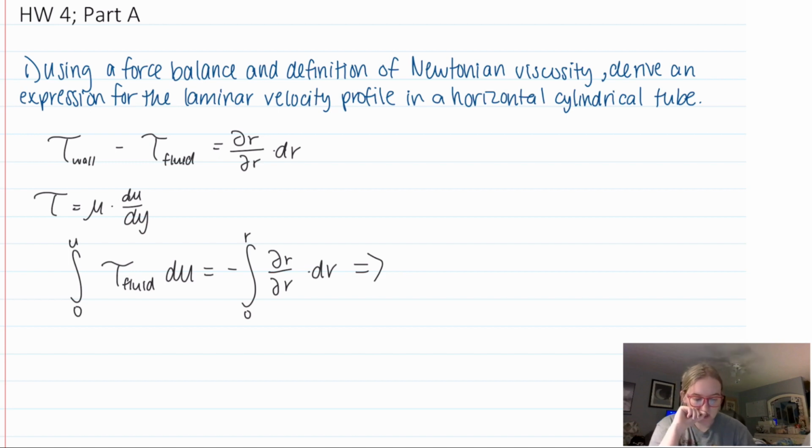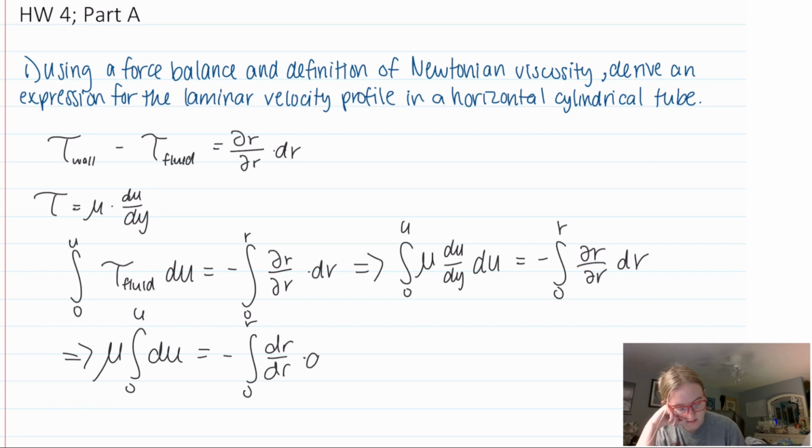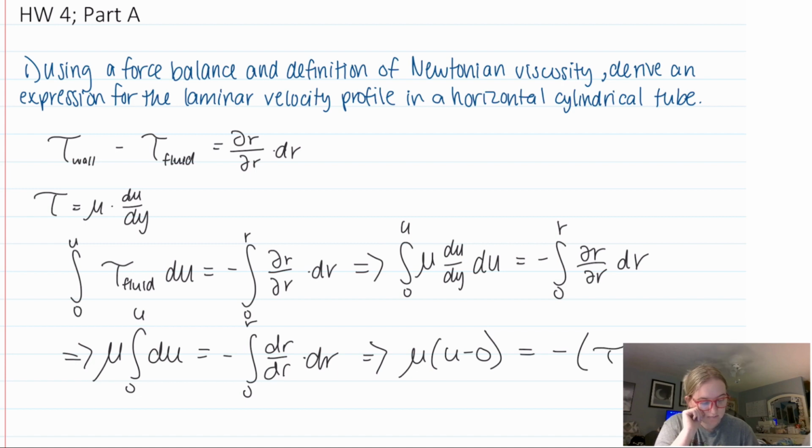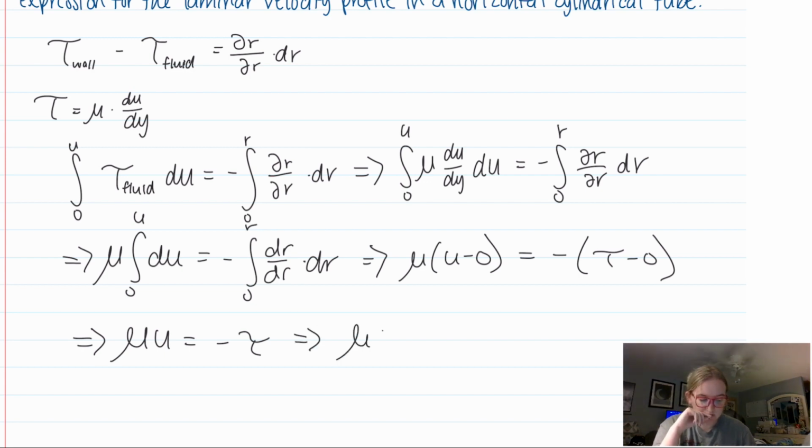Which would then become the integral from 0 to u of mu du/dy du, which is equal to the negative integral from 0 to r of dP/dx dr, which would then become, take mu out because it's constant, from 0 to u of du, which is equal to the negative integral from 0 to r of dP/dx dr, which can then simplify to mu times u minus 0 equal to negative tau minus 0, which, multiplying all of that out, we would get mu u equals negative tau, which would then just be mu du/dy is equal to negative dP/dx.